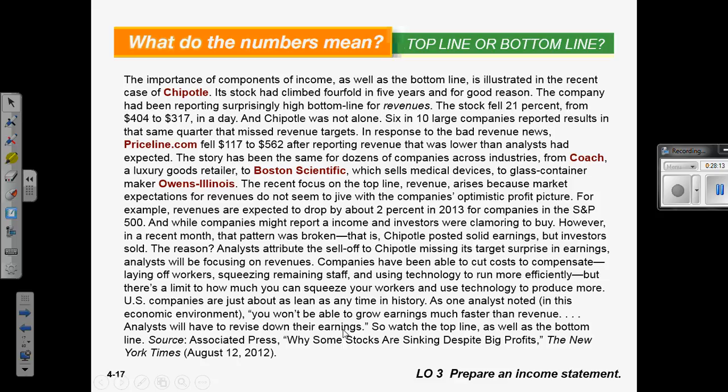Over on page 166. Be sure and read those to think about it. They give some really good insights. These little yellow boxes, what do the numbers mean? These guys, it's interesting they use Chipotle because Chipotle was a high-flying stock. What recently happened to Chipotle?